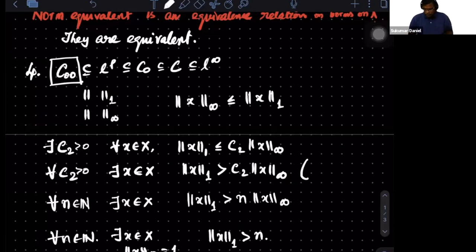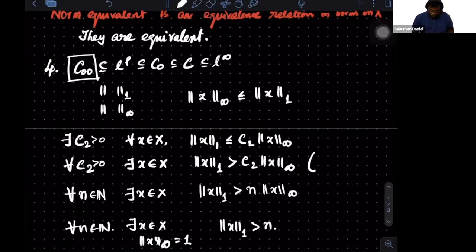Now, what are the elements whose infinite norm is 1 in the case of sequences in C0? That's standard. Yeah, Gaurav? 1 0 0 0 0. Okay, so if I take 1 0 0, the infinite norm is 1. What about the one norm of that? That is also 1. But I want that to be bigger than n. I'm looking for an x whose infinite norm is 1, but one norm is bigger than n.